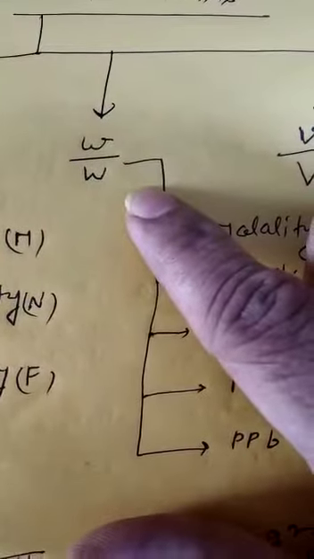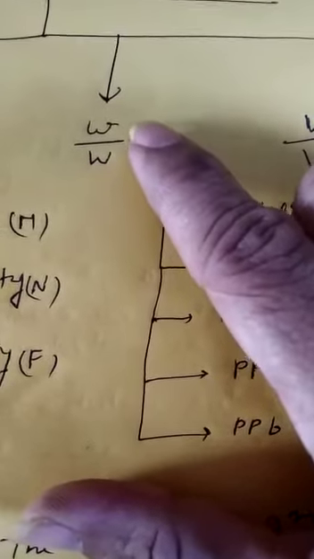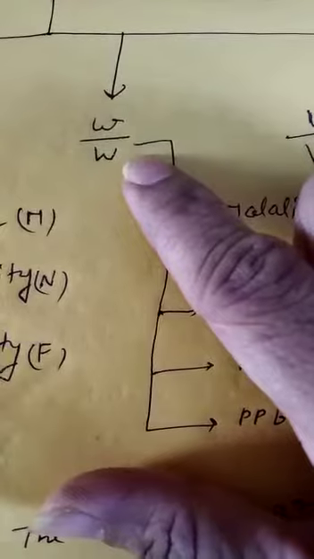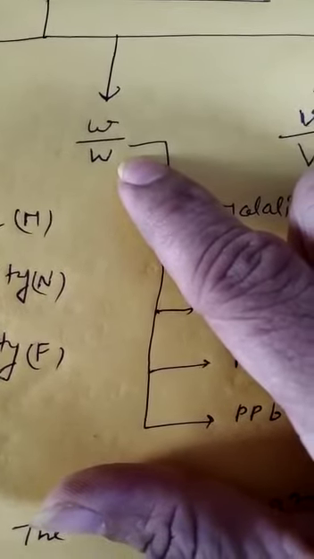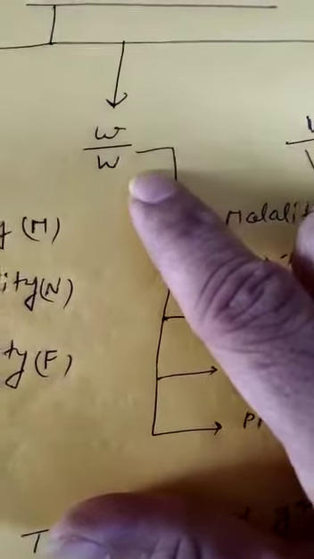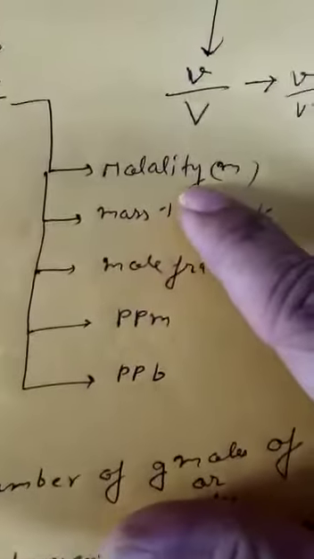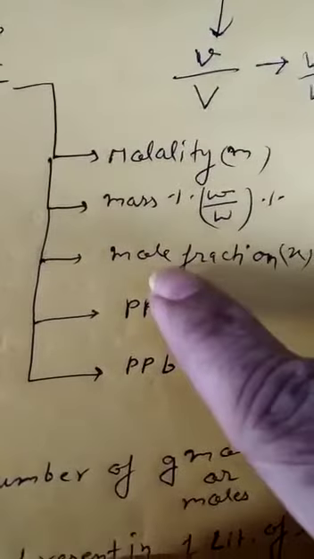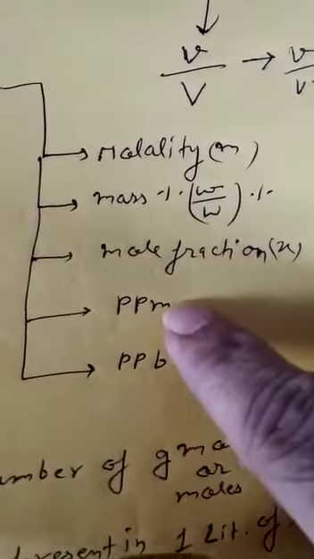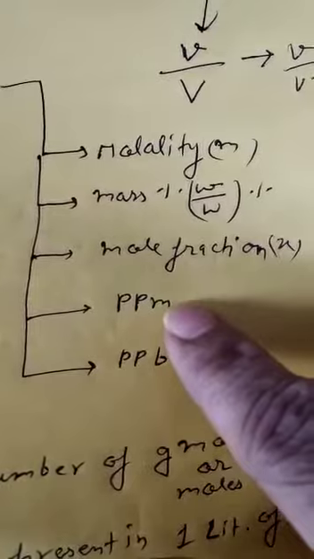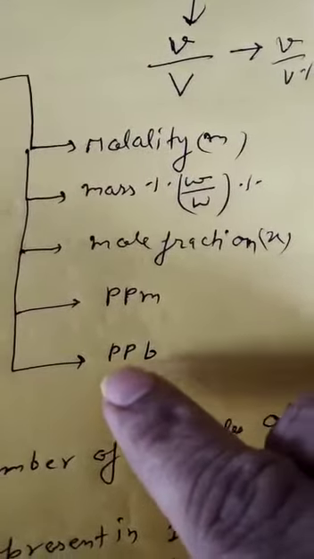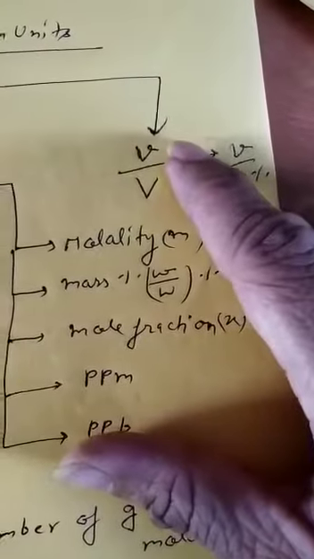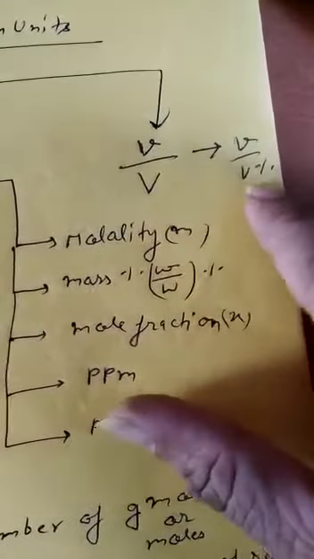Second is weight by weight units. So you can understand that the amount of solute and the amount of solvent both are expressed in terms of their mass units. There are following types: molality, mass percentage or weight by weight percentage, mole fraction, ppm, that is parts per million, ppb, parts per billion, and last one is volume by volume. So it is expressed as volume by volume percentage.